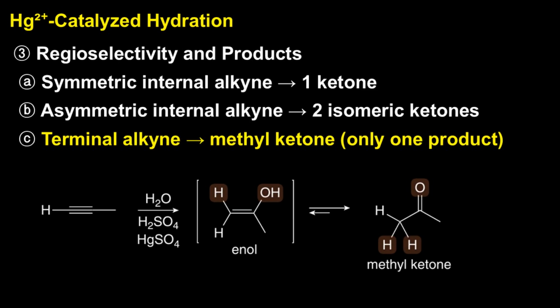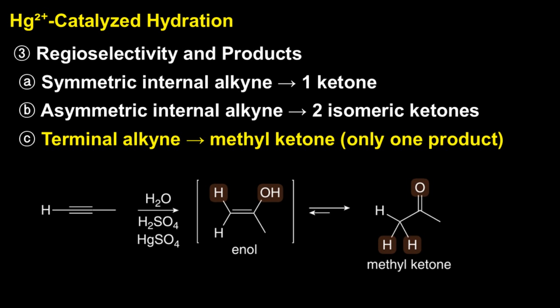Now let's finish up by looking at what kinds of products this reaction actually gives, and how regioselectivity plays into that. If you're working with a symmetric internal alkyne, both sides are the same. So the hydration gives you just one ketone. There's only one place the OH can go, which makes the outcome super straightforward. But if the alkyne is asymmetric, now you've got 2 different ends. That means the enol can form in 2 ways, so you end up with a mixture of 2 isomeric ketones.